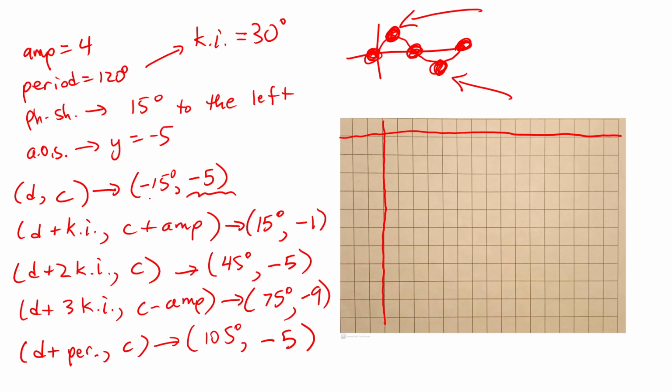Now, the greatest common factor of all these x values is 15 degrees. So we're going to let the scale of our x-axis be 15 degrees, and we're going to let the scale of our y-axis be 1. Okay, now negative 15 degrees, comma, negative 5. Negative 15 degrees will be to the left of the y-axis. Negative 5 will be down there. 15 degrees, comma, negative 1 will be here. 45 degrees, comma, negative 5 will be here. 75 degrees, comma, negative 9 will be down there. And finally, 105 degrees, comma, negative 5 will be there.